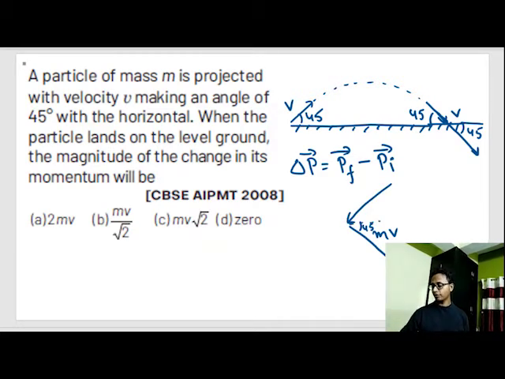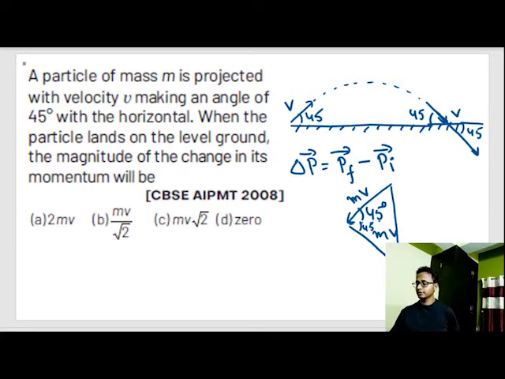And we know that from here, when we shift it with the horizontal, this angle is also 45 degrees, and the magnitude of initial momentum is also mass into velocity. So the change in momentum is p final minus p initial as vectors. The resultant is a vector starting from the tail of the first vector to the head of the second vector. So this is the resultant.